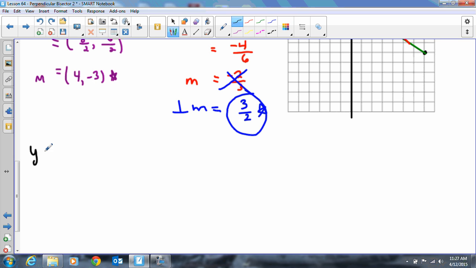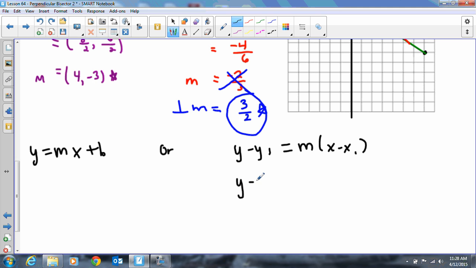You can use y equals mx plus b, or you can use y minus y1 is equal to m times x minus x1. And you're going to plug in the midpoint, not the original points, and you're going to plug in the perpendicular slope. Okay, I'm going to start here. That has to be plus 3 because I'm changing the sign of the negative here.